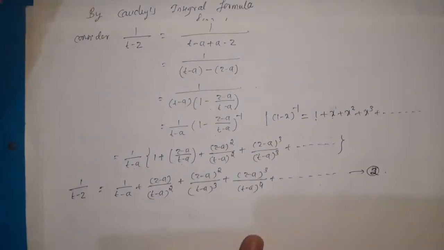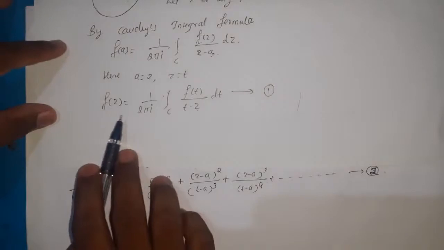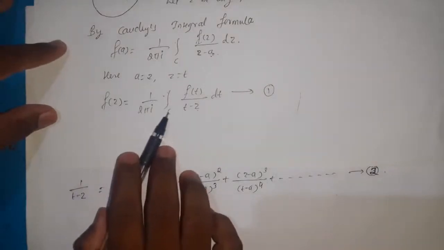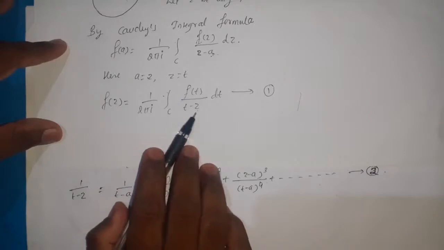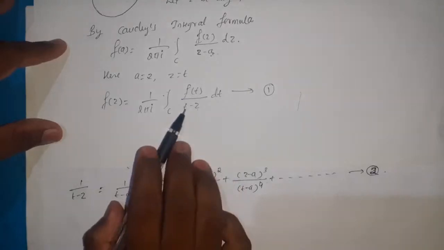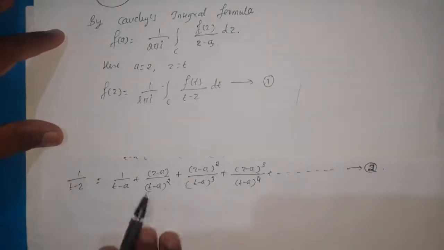t minus z, and consider this as equation number 2. So here we have equation 1, that f of z equal to 1 by 2 pi i integration over c f of t divided by t minus z dt. So in place of t minus z we need to substitute this series.